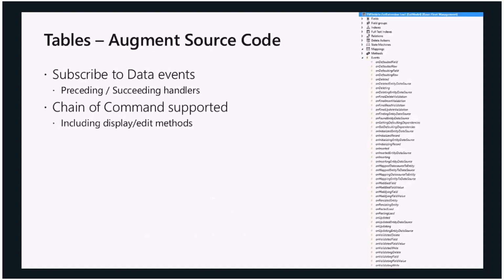Now, tables support a large number of events that extension code can hook into in order to have a view into the life cycle of a record. Again, these events largely come in pairs with preceding and succeeding events raised. Exactly what to hook into will depend largely on what customization you are trying to accomplish.